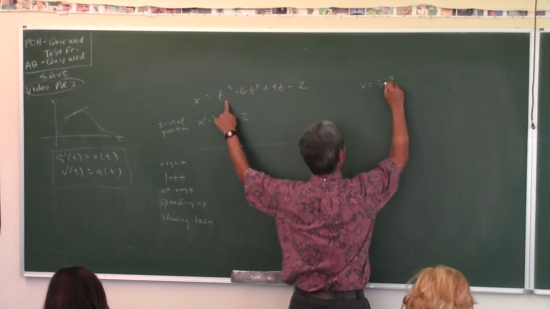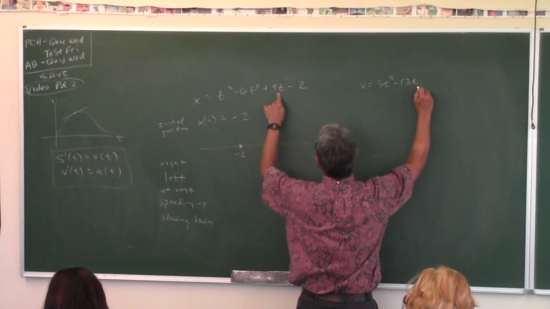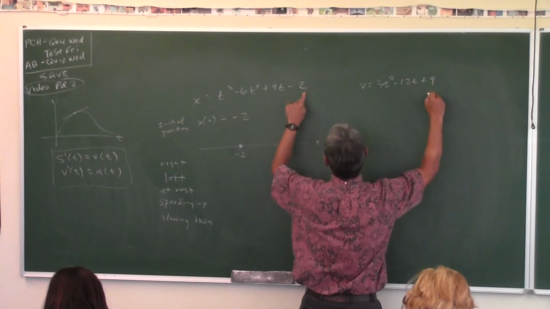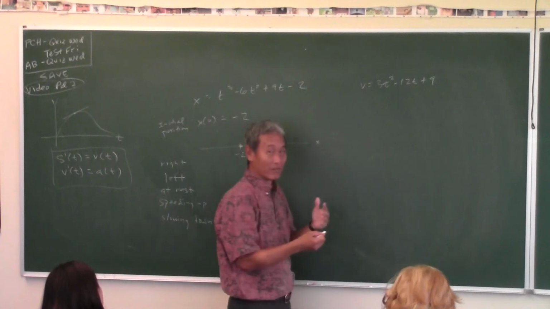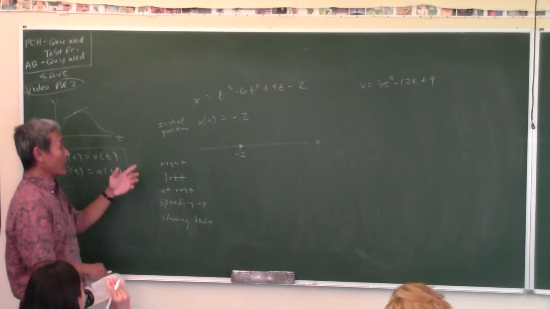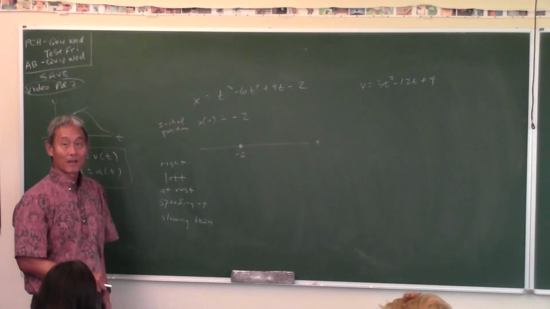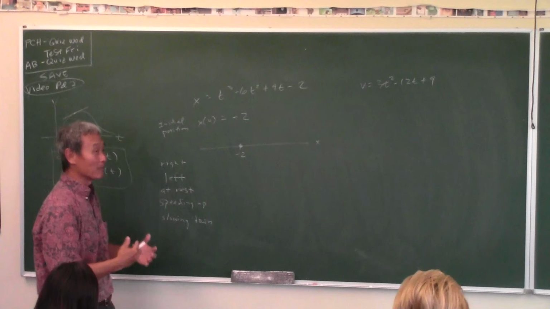3t squared. Just use the rules that we learned. Minus 12t plus 9 minus 0. The derivative of 2 is 0, right? There you go. That's the velocity equation. Now, in order to answer these first 3 questions right here, all you have to do is make a number line for that. Now we're going to start making number lines.